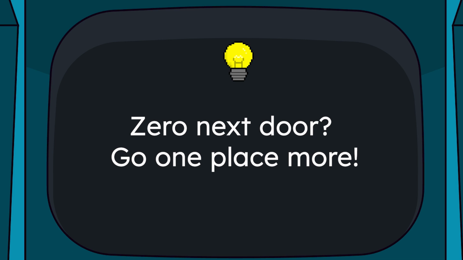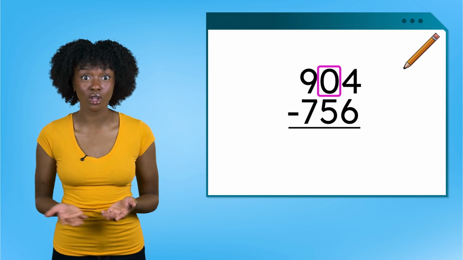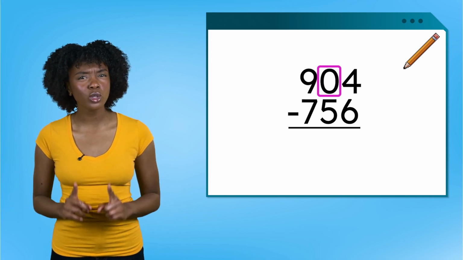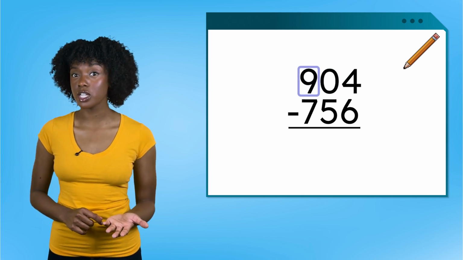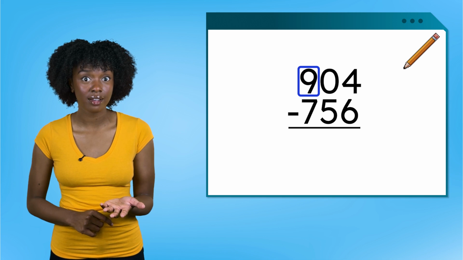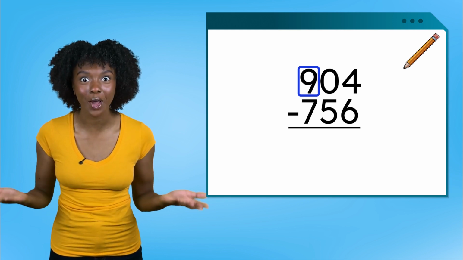What do you think it's trying to tell us? Well, we have 0 next door in the tens place, so there's nothing to break apart and regroup into the ones place. The clue says go 1 place more. If we look to the hundreds place, can we regroup there? Yes! We can look to higher place values to help us regroup.